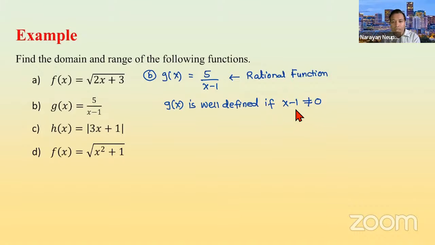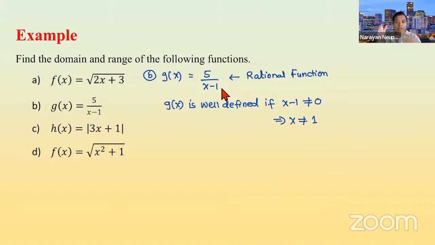To solve this, we move the -1 to the other side, so it becomes +1. What we get is x is not equal to 1. The meaning of that is this function is well defined for all values of x except 1, because if you plug in 1, 1 minus 1 will be 0 in the denominator.